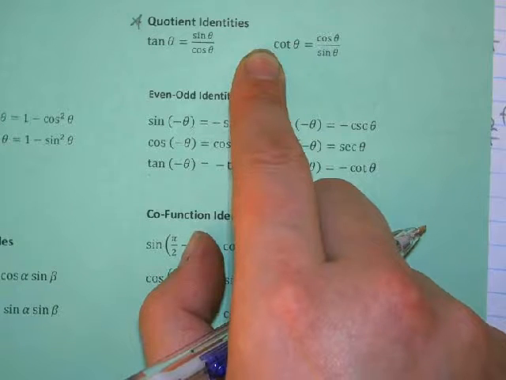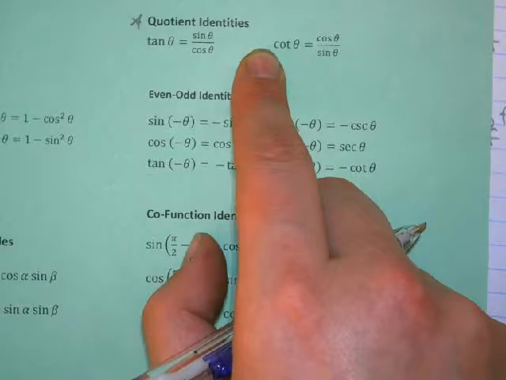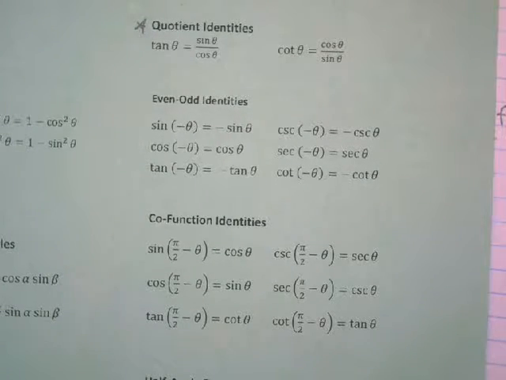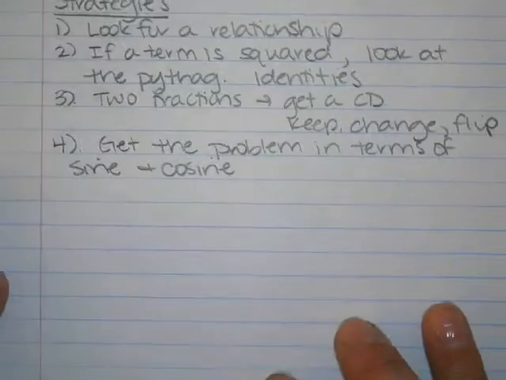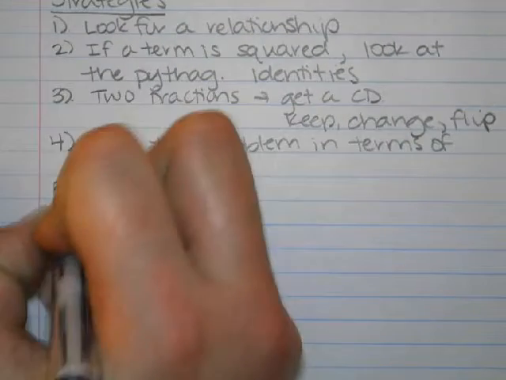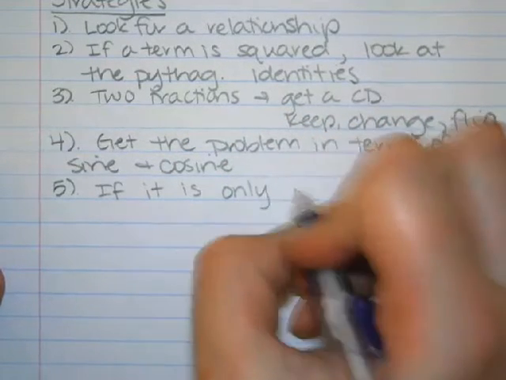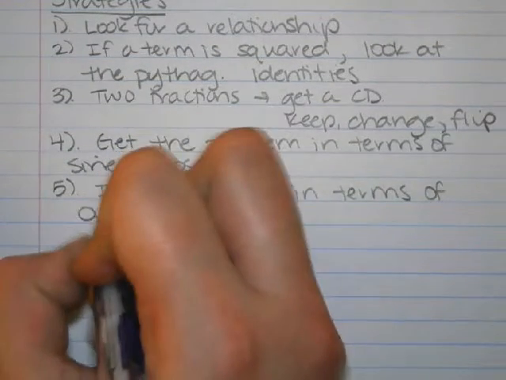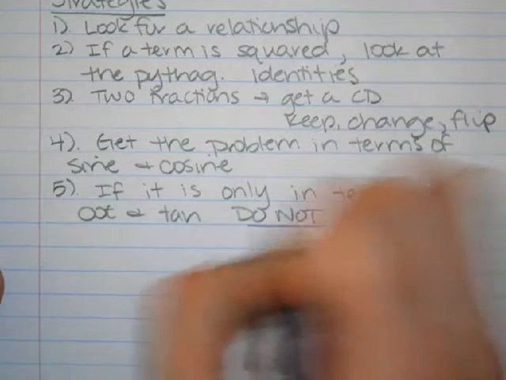Does that make sense? So it's kind of like sine and cosine are like the major players of these games, where they end up showing up a lot. It does not work 100% of the time, but it often works to turn it in terms of sines and cosines. Does that make sense? Okay. I'm going to add one more thing. If it is only in terms of cotangent and tangent, do not use sine and cosine.